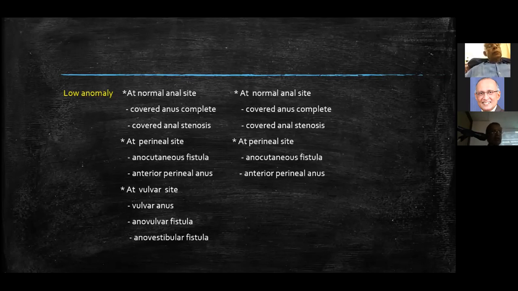So the classification is high, low, intermediate, then with fistula, without fistula, and various fistulas. High anomaly can connect to the bladder or to the upper part of the vagina. Intermediate can connect to the urethra in the male and the lower part of the vagina in the female. And low anomaly is mainly covered anus or anocutaneous fistula or anovestibular or anovulvar fistula. So these are very simple terms: rectovesical to the bladder, rectovaginal to the vagina, rectourethral to the urethra, and anovestibular into the vestibule or vulvar area. These are a few terms which you can remember and write for the exam.